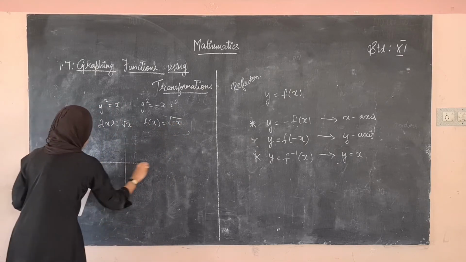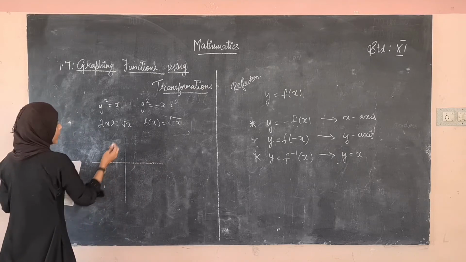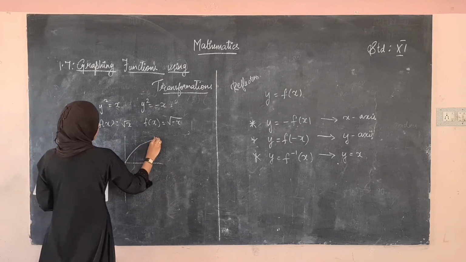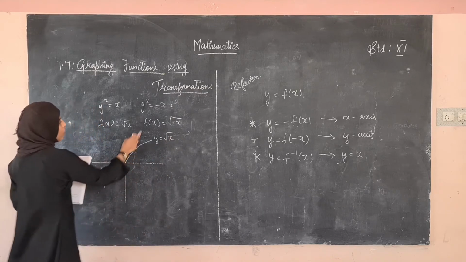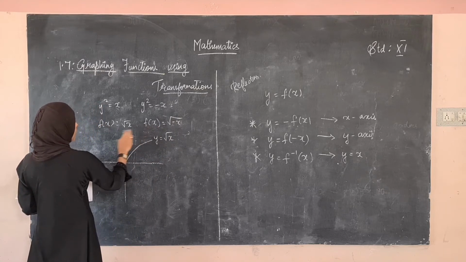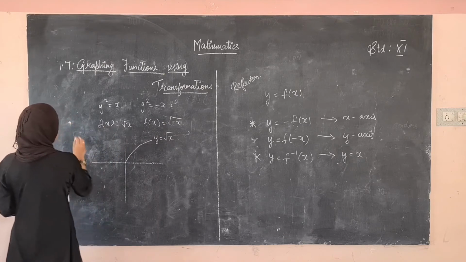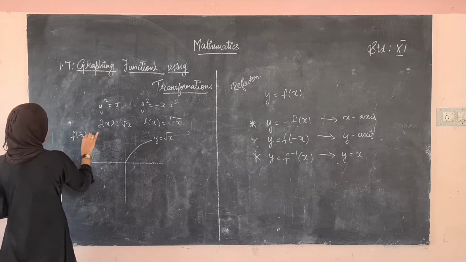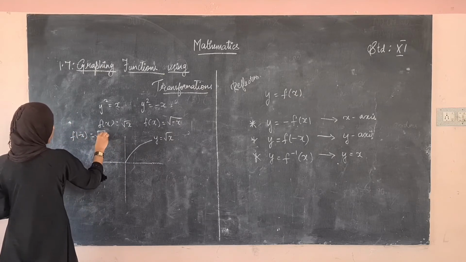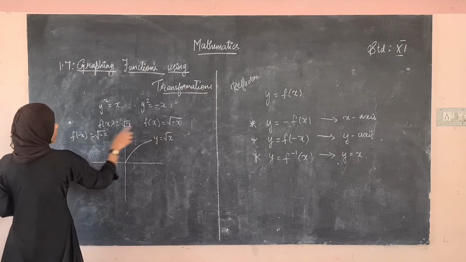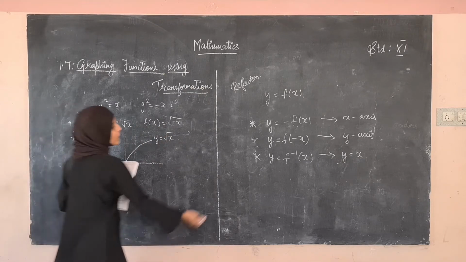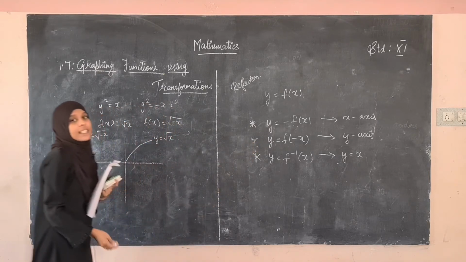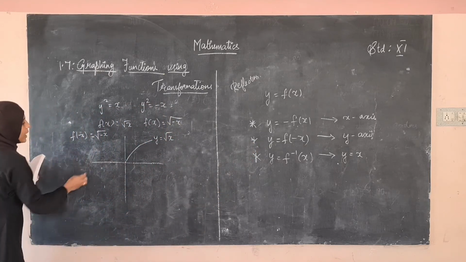See here, the curve is y is equal to root x, like this. See here what they have given. Substitute f of minus x. What does it become? Root of minus x. So f of x is equal to f of minus x, that is, y is equal to f of minus x. That is, it should be reflected over the y axis.